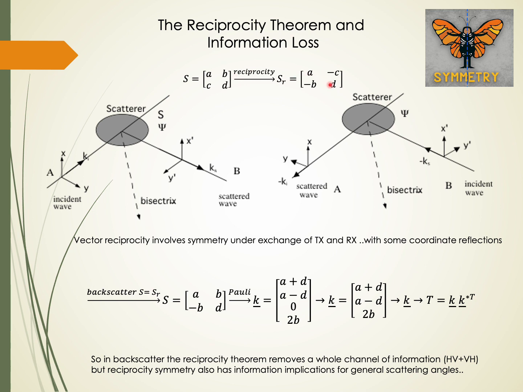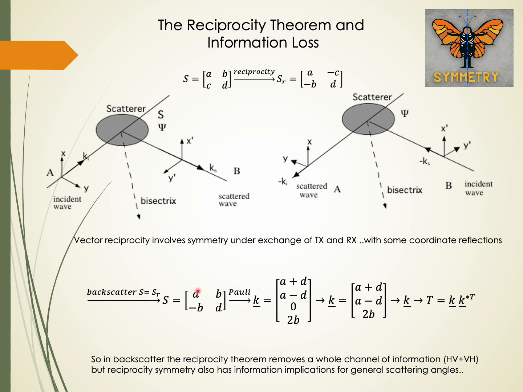And if that's going to be the case, it means that these off-diagonal elements must be related to each other. In fact, they're equal in amplitude, and there's a minus sign here. So we've got A, B, minus B, D. This must be the form of the backscatter matrix. So you can see the consequence of the symmetry is that we've lost a whole channel, in this case C. We've lost information. And we can make that more explicit by defining what's called the Pauli vector.